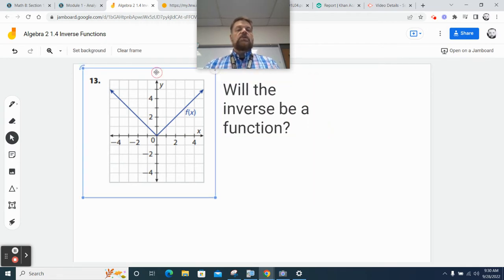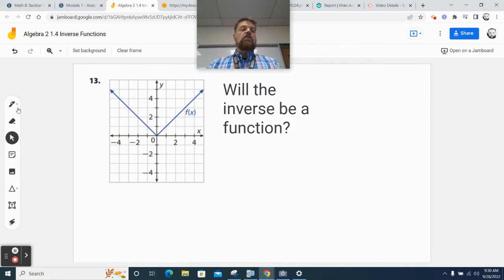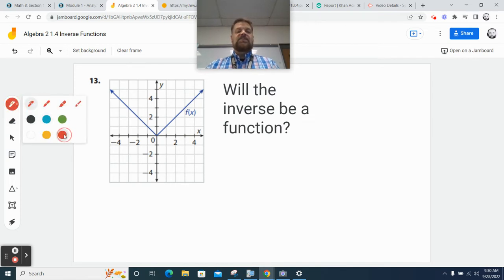Stay focused. Will the inverse be a function? So here's what I'm going to do. I want to point out a couple of points on the graph, okay? So I'm going to point out this point. This is -3, comma 3. And then this point over here is +3, comma 3.